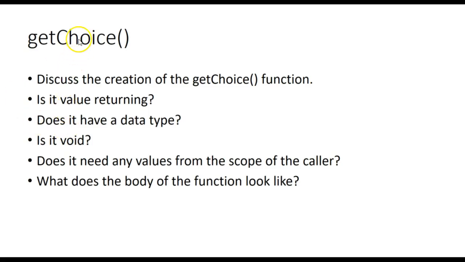Will GetChoice be value returning? Does GetChoice have a data type? Is it a void function? Does it need any values from the scope of the caller? Do we have to pass it anything? And then finally, what does the body of this GetChoice look like?